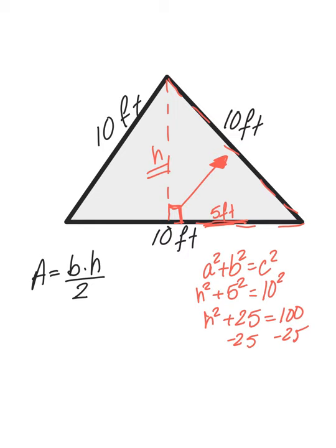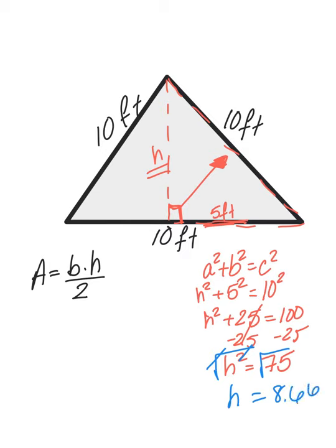Subtract 25 on both sides. I've got h squared equaling 75. I don't want to know h squared, I want to know h, so I've got to take the square root. In my calculator, I take the square root of 75, and I get 8.66.